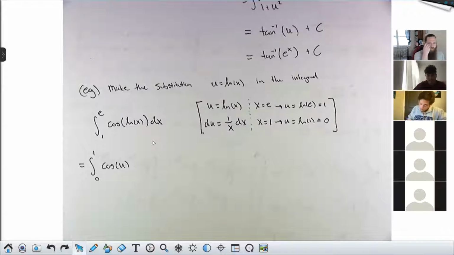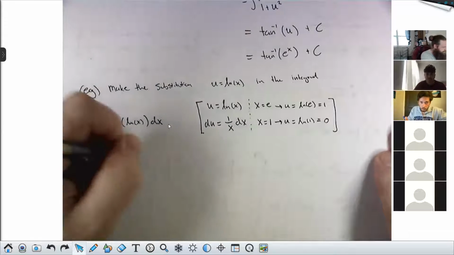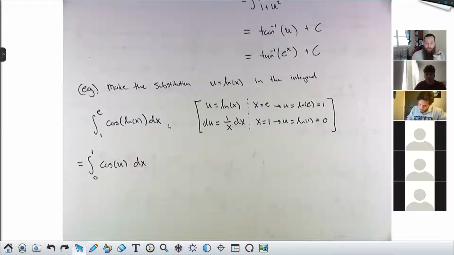What do I do with the dx? What can I replace this piece by? Maybe in this step I'll just write it as dx. So we haven't replaced that yet. I've changed my bounds and plugged the u into my integrand, but I haven't done anything with this differential yet. And I don't have any 1 over x's floating around in here. So what should I do? Can't you do cosine u over x dx? Not quite, but you're on the right path.